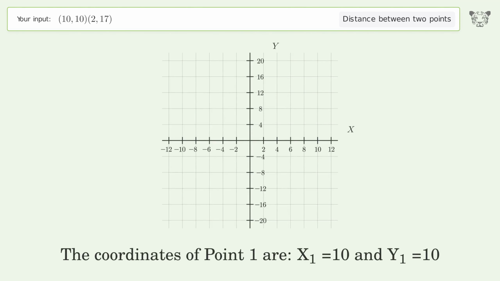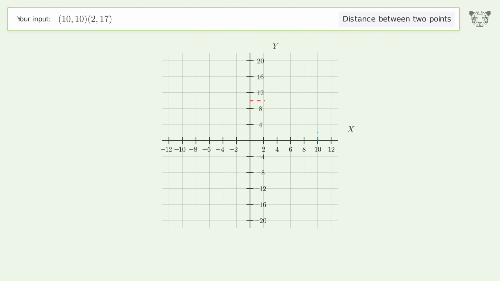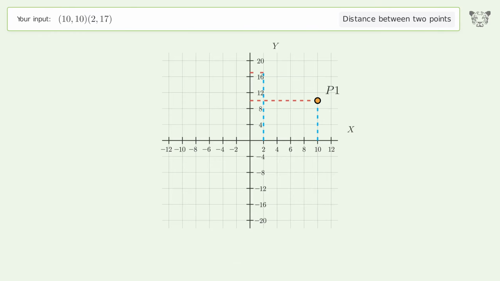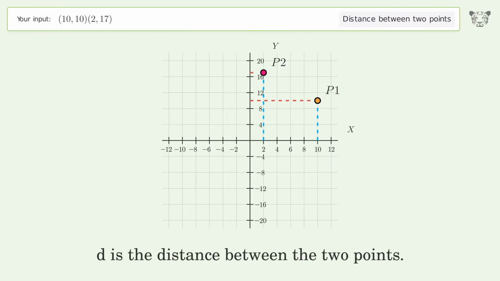The coordinates of point 1 are x1 equals 10 and y1 equals 10. The coordinates of point 2 are x2 equals 2 and y2 equals 17. D is the distance between the 2 points.